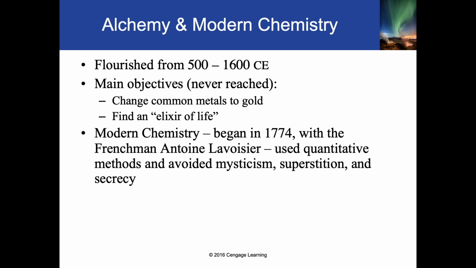But modern chemistry actually began in 1774, right? 1774 with the Frenchman Antoine Lavoisier. I practiced his name in my office earlier. Lavoisier. There he goes. The Frenchman Antoine Lavoisier, right? He used quantitative methods and avoided mysticism, superstition, and secrecy. Wow, that's cool. Because back in those days, everything was like magic or something, right? And so this guy, Lavoisier, used quantitative methods, which is really cool.